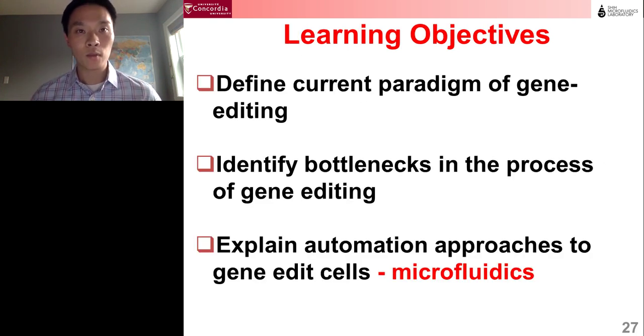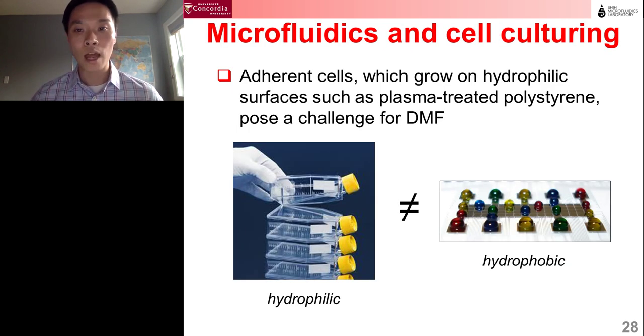So now I've given you some ideas about gene editing and the bottlenecks in the process of gene editing. Now I'll go into some of the automation or microfluidic automation approaches on how we can actually gene edit some of these cells. Before I do that, I just want to explain that there's a mismatch between microfluidics and cell culturing. If you want to edit cells, the first thing you need to do is make sure that you can cell culture.